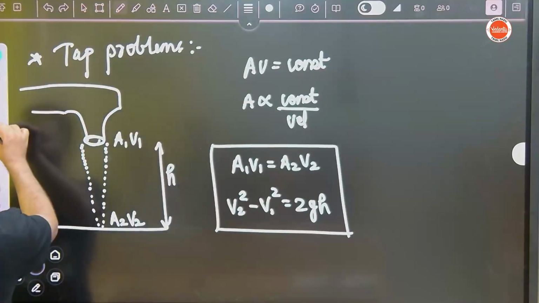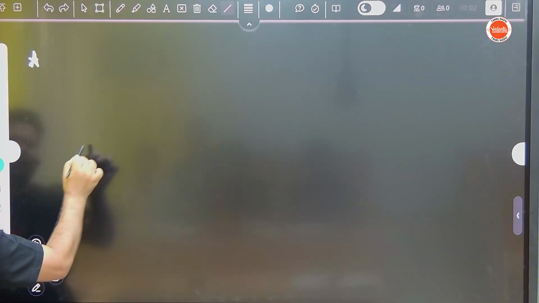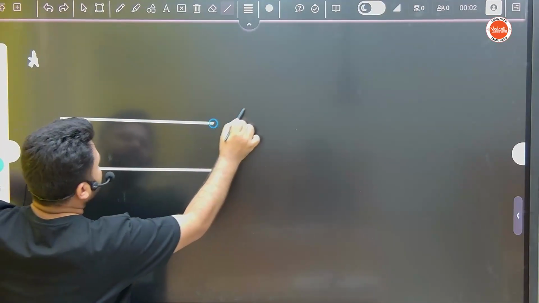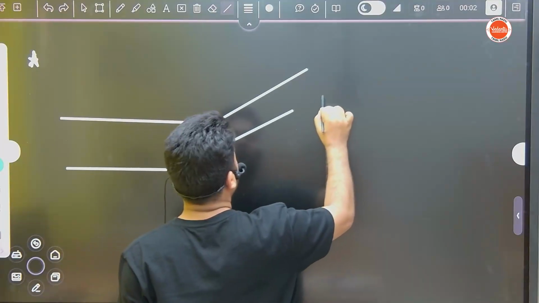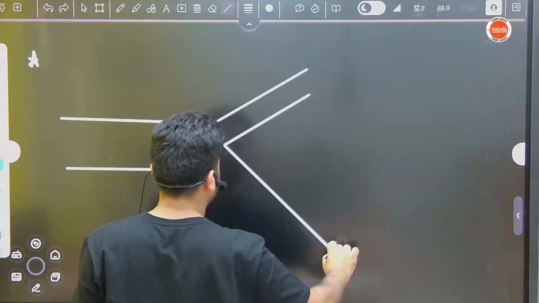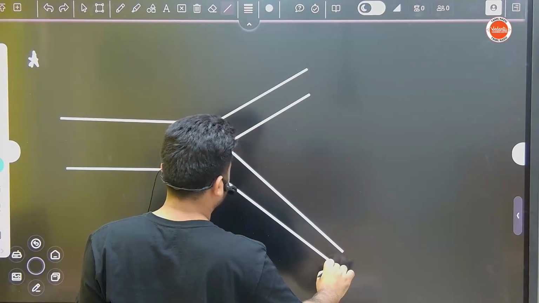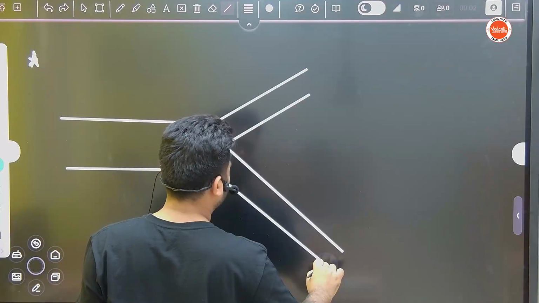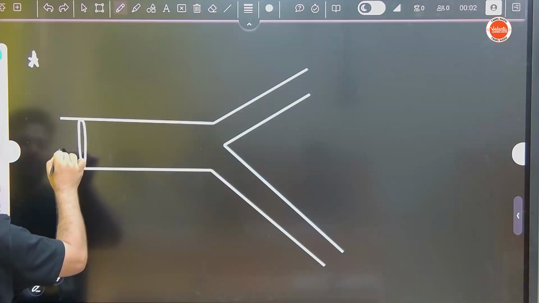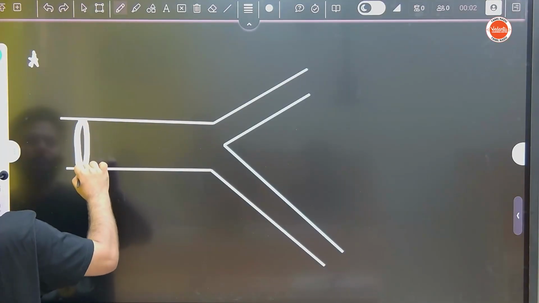Then we have problems related to this tube, that water is flowing in a tube like this. There is a junction, means some water goes there and some water is going there. Suppose here area of this tube is A1.